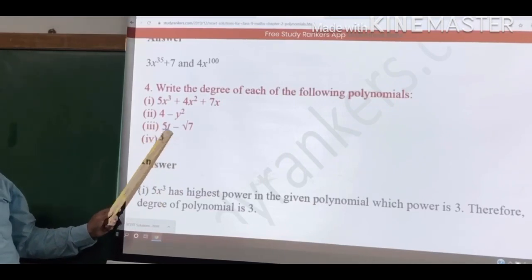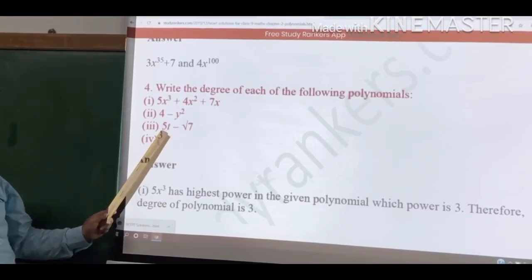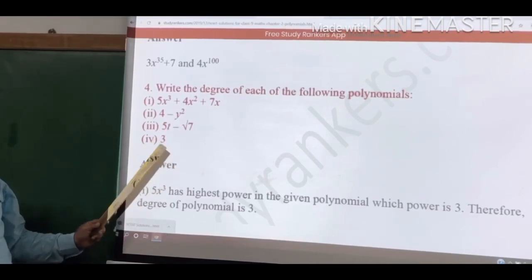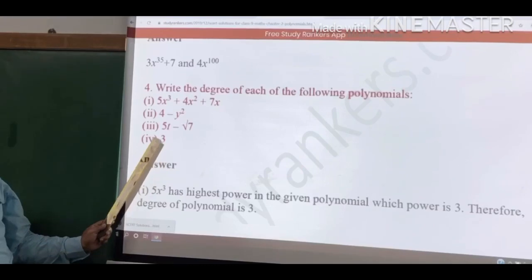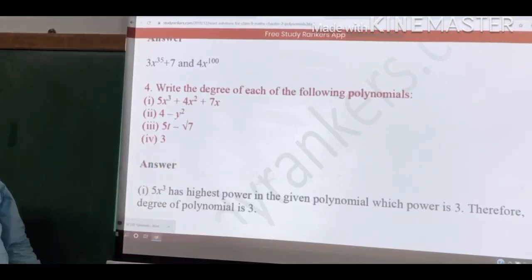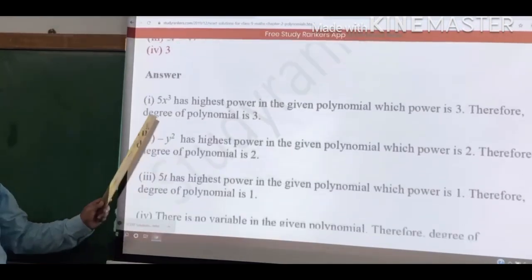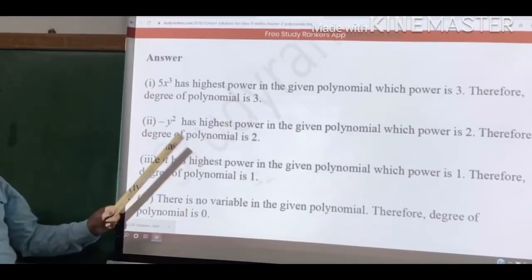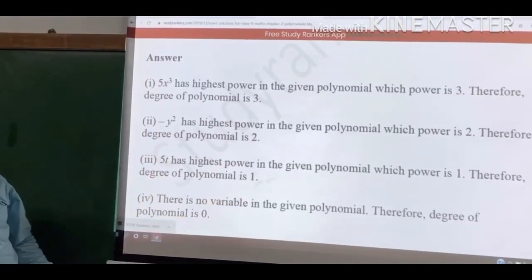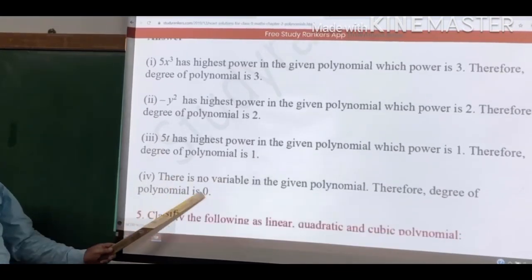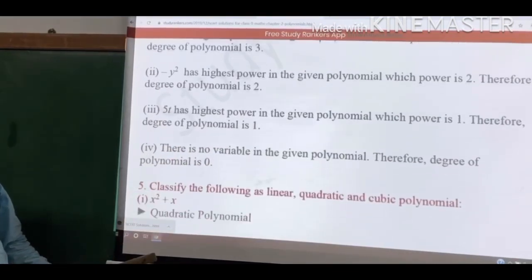5t minus root 7, the highest degree of the variable in the term is 1. So 5t having 1 power. So degree of the polynomial is 1. Here 3x raised to 0 is there. 3x raised to 0, and so the degree here is 0. So we see the first one, 3 is the degree, second one 2 is the degree, the third one 1 is the degree, and the last one has 0 degree.